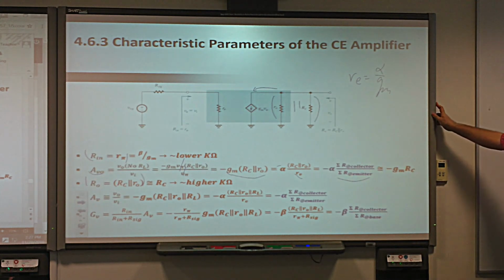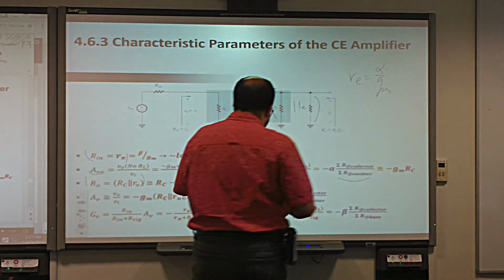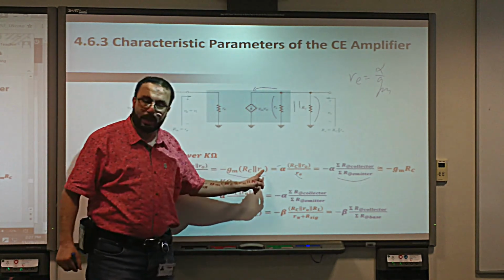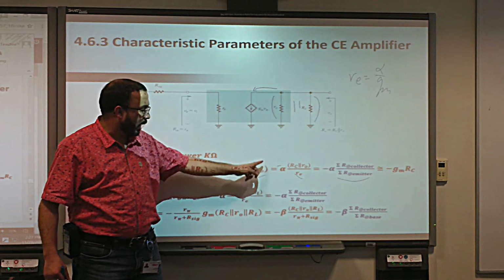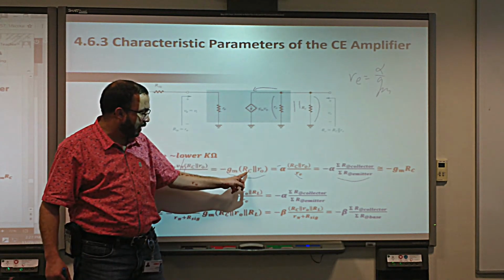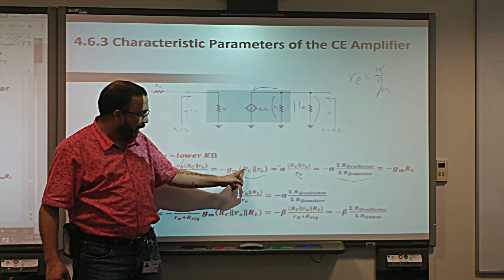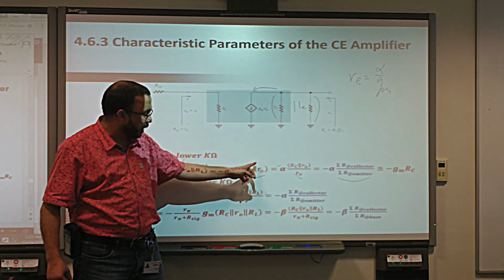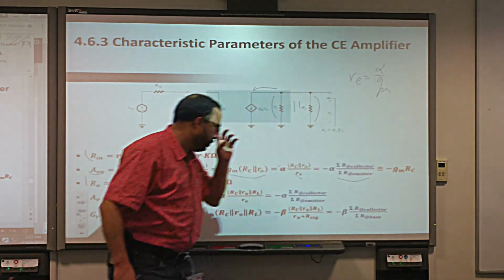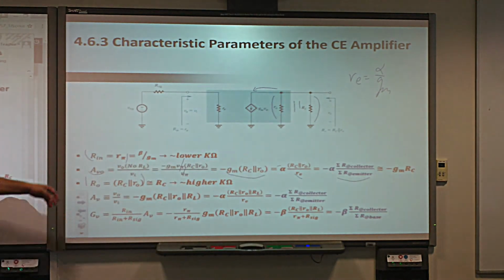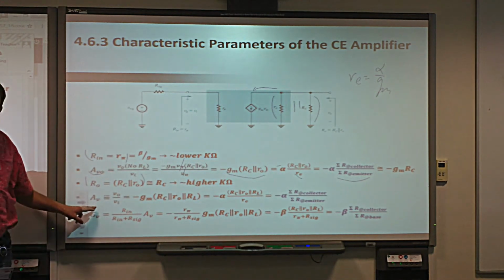And finally, what we can say here is that, because RC usually is much, much lower than ro, when these two are in parallel, the winner will be the smaller one, yeah? So I can make RC parallel ro equal almost to RC. And the total would be minus gm RC, which is that value. Alright, boom, boom. Now we get to the voltage gain.